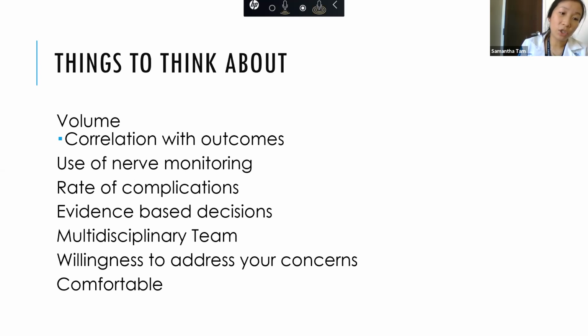When you're talking about surgeons in general, you want to make sure you're going with a surgeon who's willing to listen to you and address your concerns, because as a patient, it's really important that you're 100% comfortable going into surgery. And especially with thyroid, the discussion with the patient is a very important part of deciding how much surgery we're going to do, when we're going to do it, and if we're going to do surgery. So that's especially important in thyroid surgery.